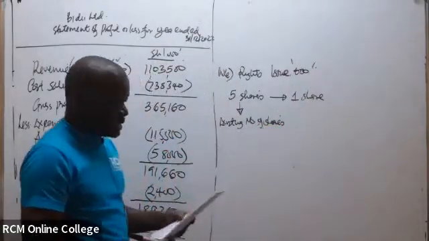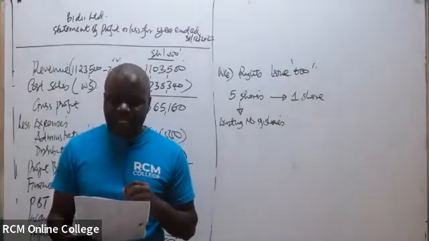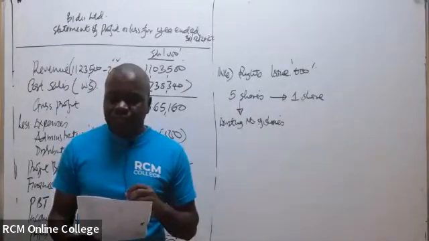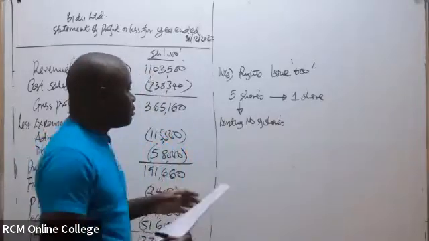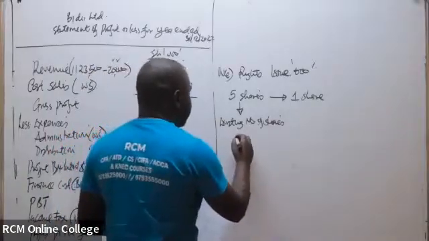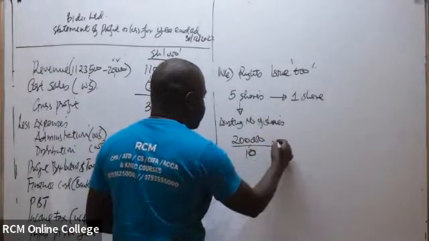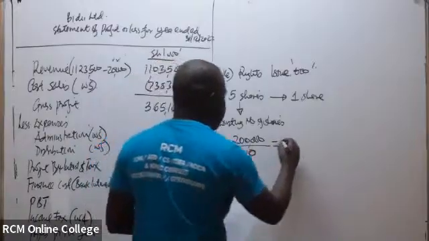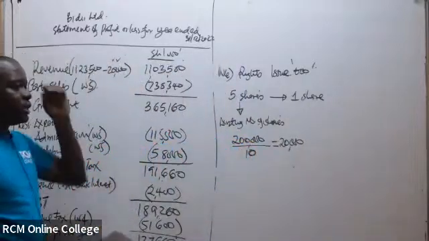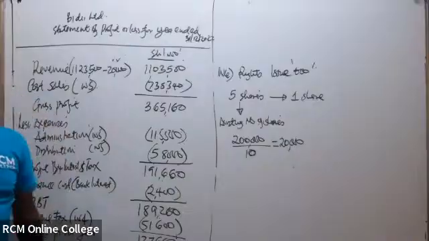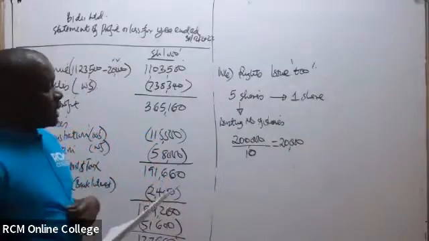If you look at the ordinary share capital, the ordinary share capital we have in this case is 10 shillings per value. That overall gives us an ordinary share capital of 200 million. To know the current number of shares, we take the 200 million and divide by the price per share. This gives us 20 million shares.